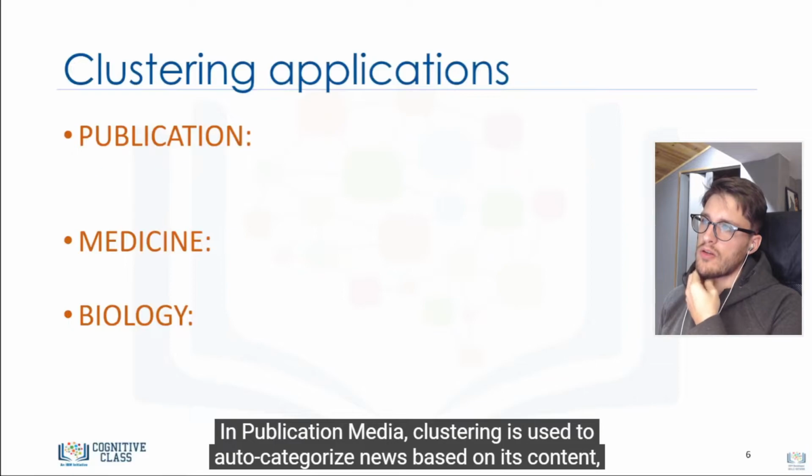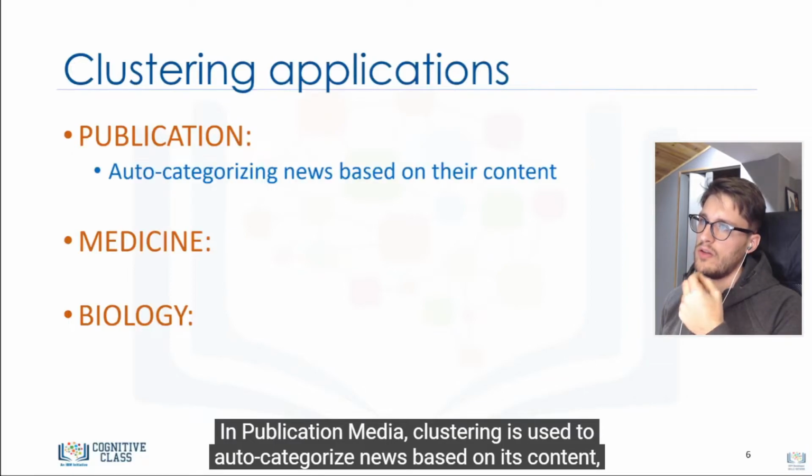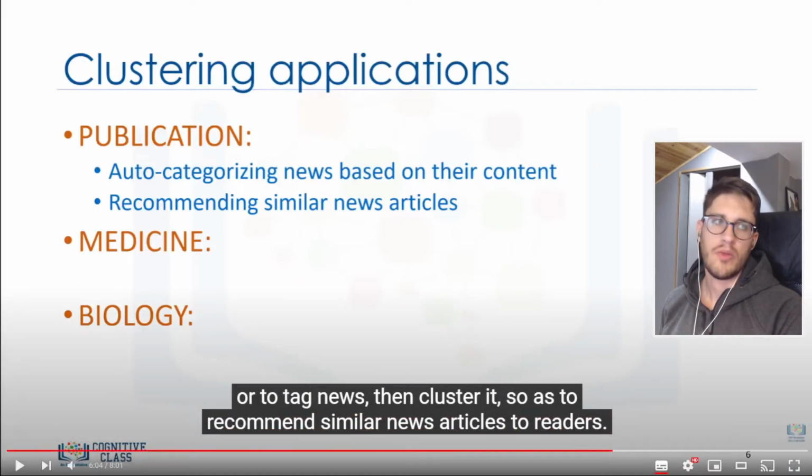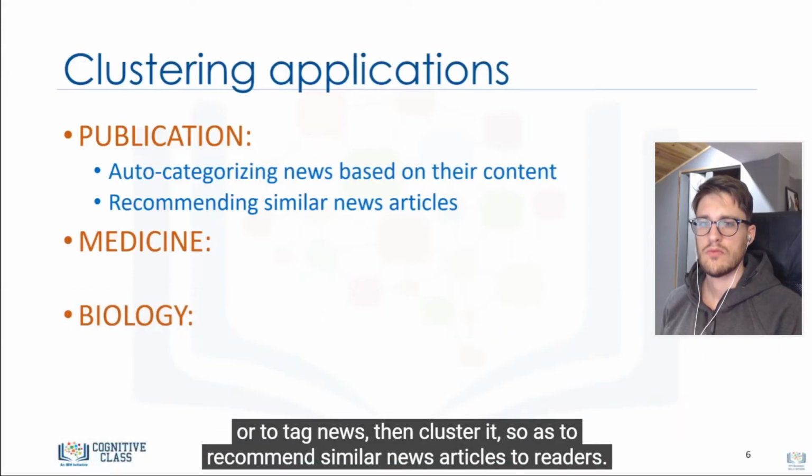In publication media, clustering is used to auto-categorize news based on its content or to tag news. Then vale, recomendar artículos igual que libros y tal en portales de noticias y categorizar noticias también basadas en su contenido, decir qué tipo de noticias es y demás, ¿vale? Sí, esto no me lo había planteado. Cluster it so as to recommend similar news articles to readers.